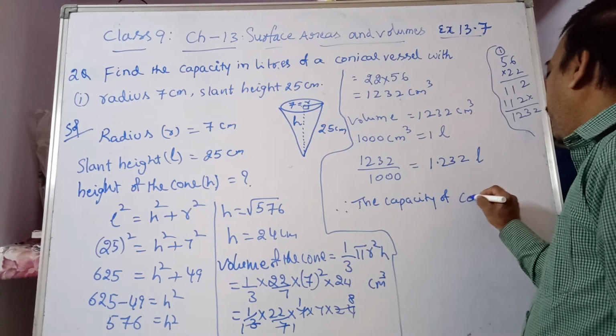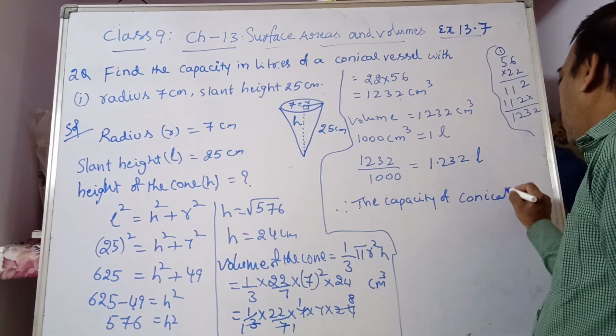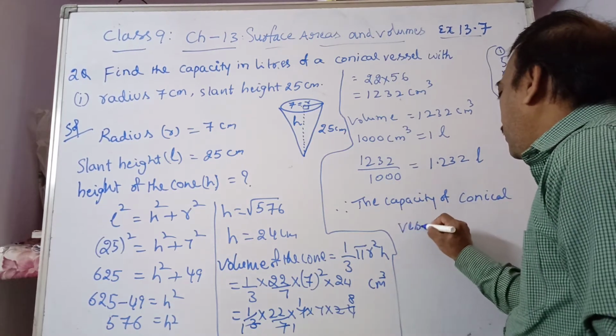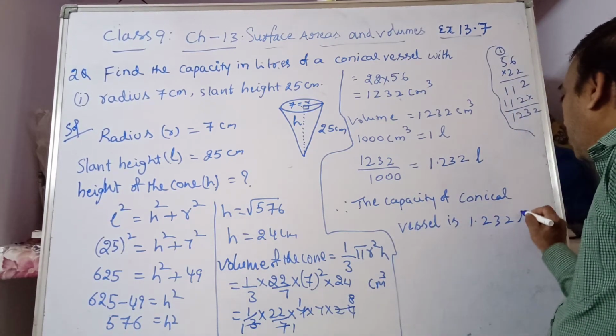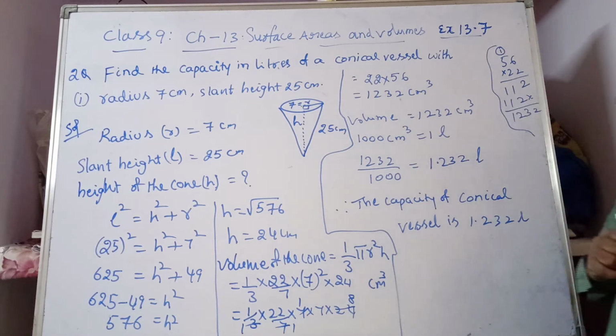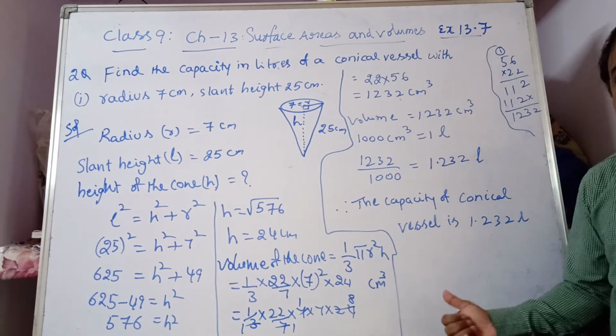So therefore the capacity of the conical vessel is 1.232 liters. Is it clear?